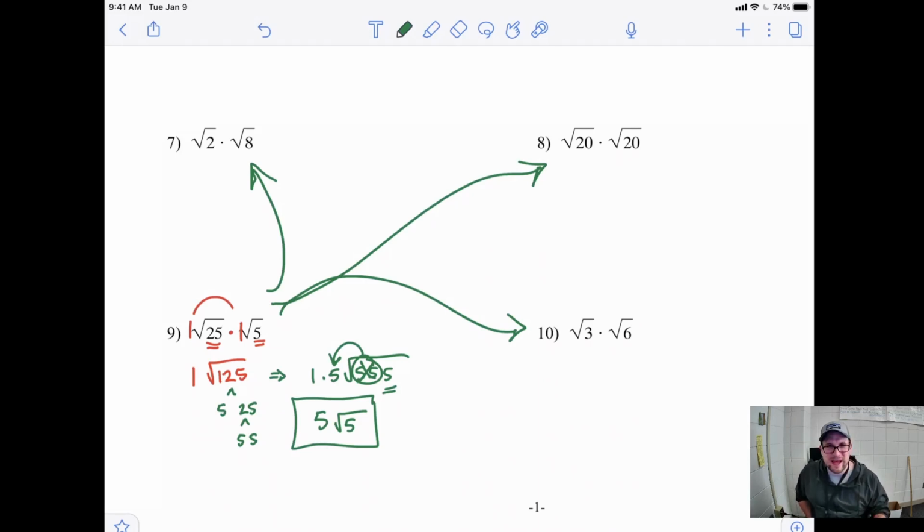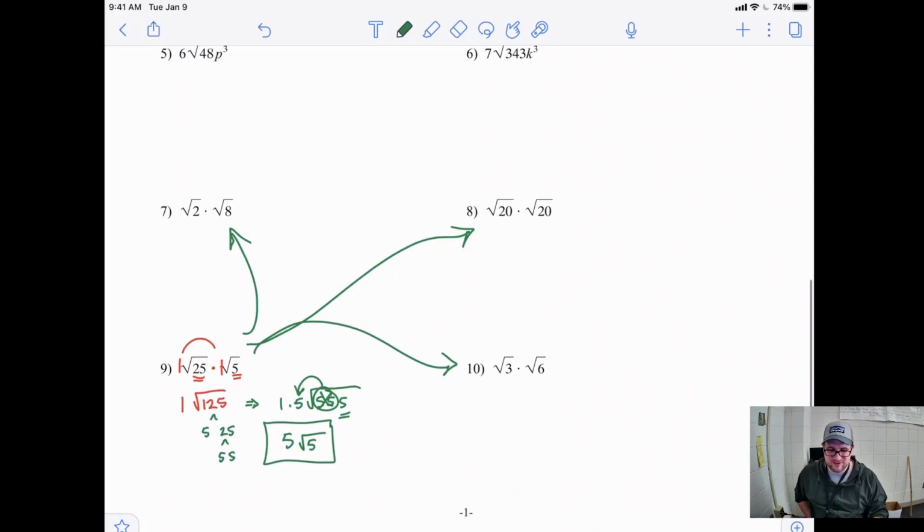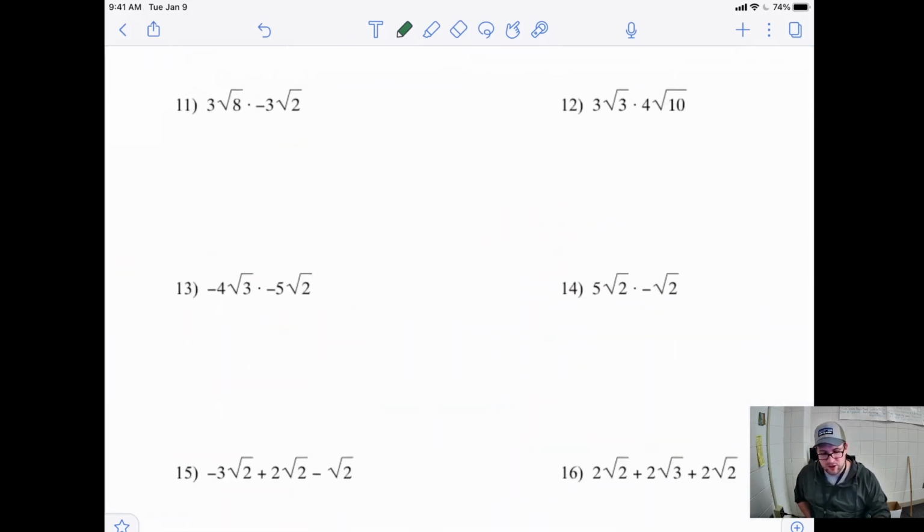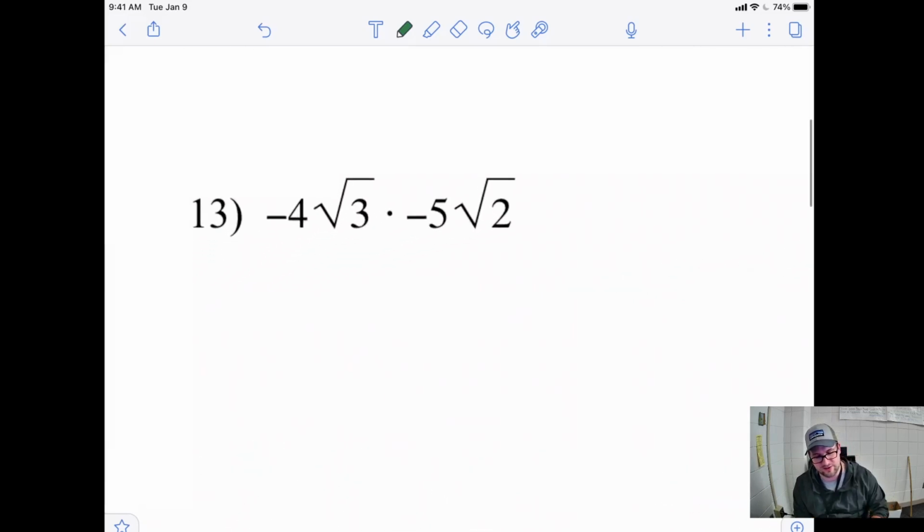And welcome back, everybody. Glad you had time to work on those. Let's keep going on some little bit harder multiplication ones, right? Now, the reason these are a little bit harder is because they have numbers outside. So let's tackle number 13.